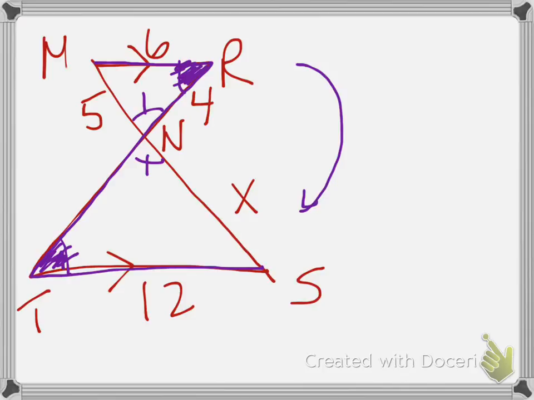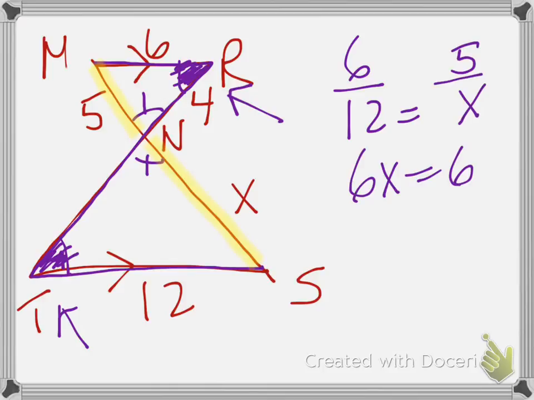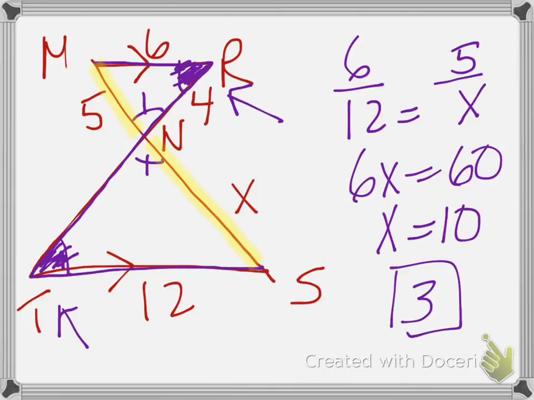So we're going to go all the way around until this purple angle over here matches up with this purple angle over there. So when the whole thing flips around, this side over here, 5, is going to match up with this side over here, X. Okay, so the proportion should be 6 over 12 equals 5 over X. That gives you 6X equals 60, so X equals 10, and that was choice 3.